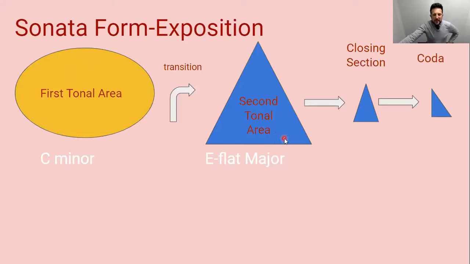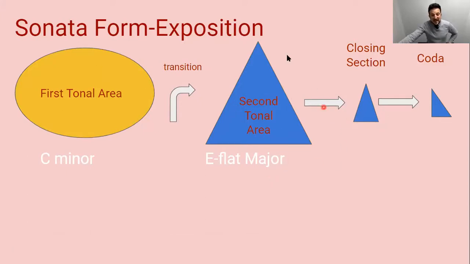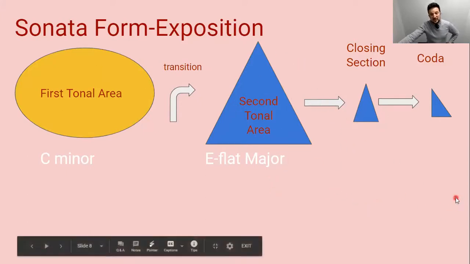From the second tonal area, we go to a closing section and sometimes a coda or a codetta. So we first hear the first tonal area with the transition, and then the second tonal area. The rest of the music is in the same key, that E flat major, as the second tonal area.